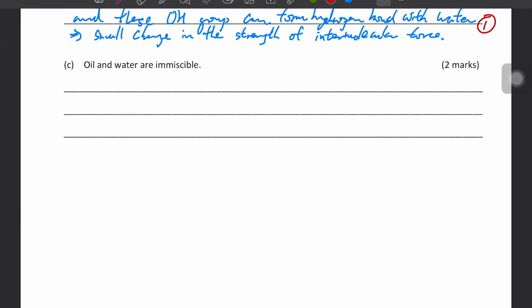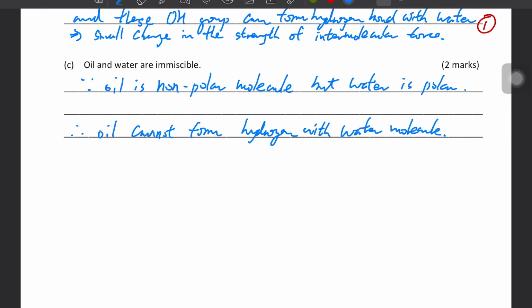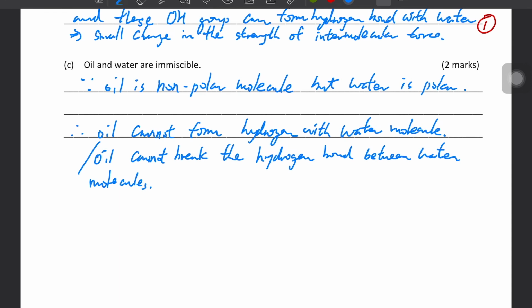The third one is why oil and water are immiscible. So you can figure out oil is a non-polar molecule, right? Let's write it down. As a result, oil cannot form hydrogen bonds with water molecules. Go further. If oil cannot form hydrogen bonds with water, that means oil molecules cannot break the hydrogen bonds between water molecules, resulting in insolubility. If oil cannot break the hydrogen bonds between water molecules, then how can they dissolve in each other? That's why oil is immiscible with water.